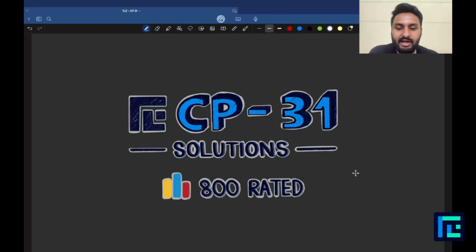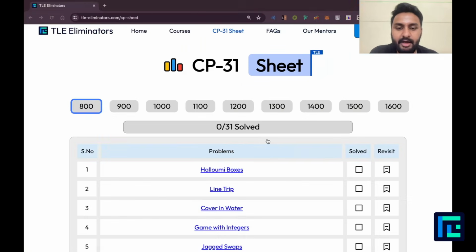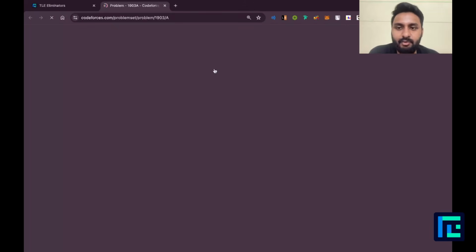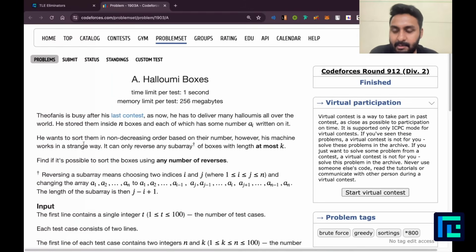Let's begin. So I'll be moving on to the CP-31 sheet to find my problems. I have ticked off the 800 rated parameter over here, and I can see my clickable links. Here is my first problem. Let's open this. Halloumi Boxes. All right, let's see the problem.